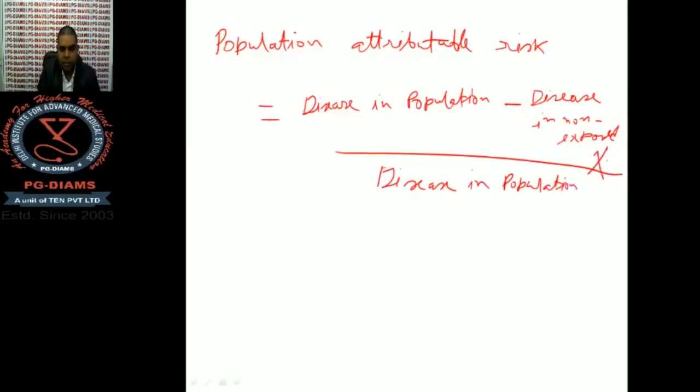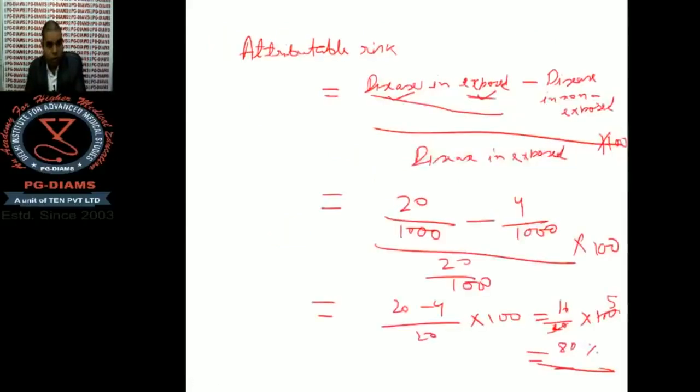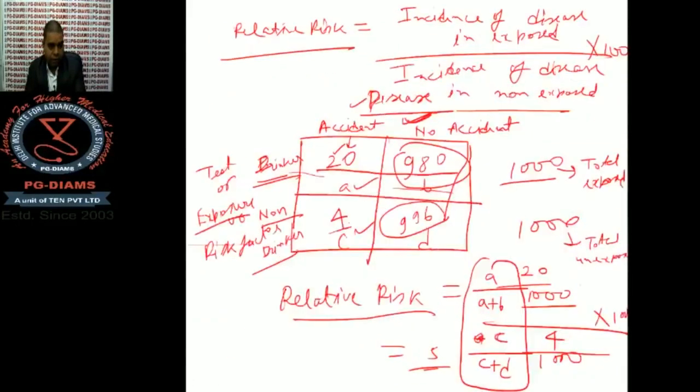And this will be multiplied by 100. Now since here we do not know what the population is, we cannot calculate population attributable risk. Okay, but suppose we have that information, then only we could have calculated population attributable risk. Okay, so let us go back to the question.